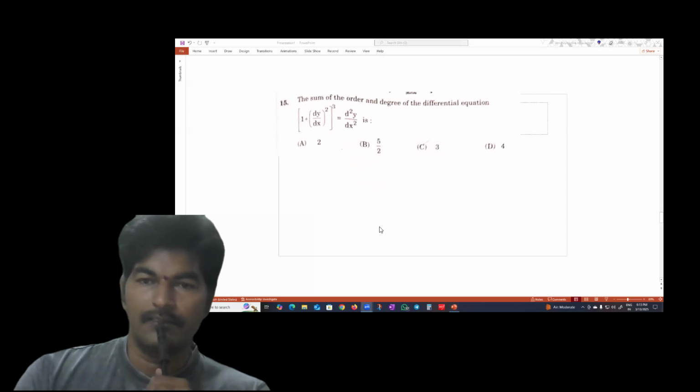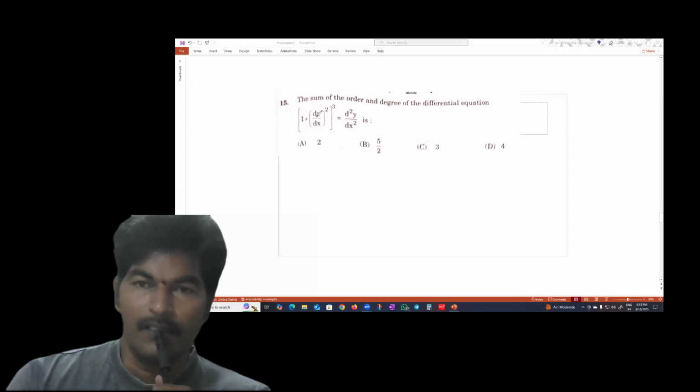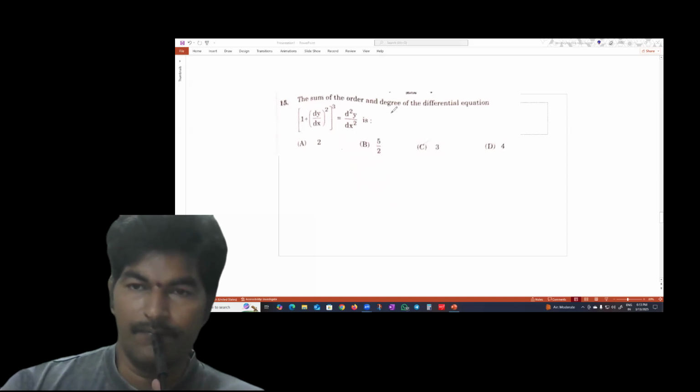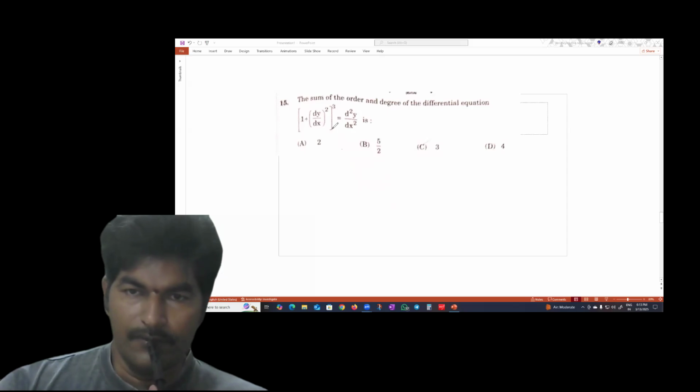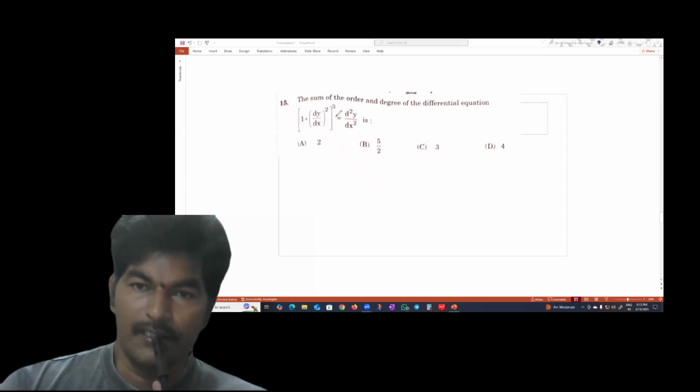And next problem. The sum of order and degree of the differential equation. If you see, all powers are integral values only. And what is the highest derivative? You can see 2 is the highest derivative here. So order is 2 and degree is 1. 2 plus 1, 3. Option C is correct.